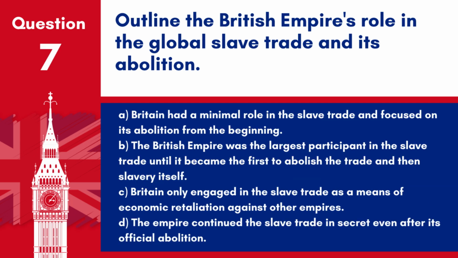Question 7. Outline the British Empire's role in the global slave trade and its abolition. A. Britain had a minimal role in the slave trade and focused on its abolition from the beginning. B. The British Empire was the largest participant in the slave trade until it became the first to abolish the trade and then slavery itself. C. Britain only engaged in the slave trade as a means of economic retaliation against other empires. D. The empire continued the slave trade in secret even after its official abolition.